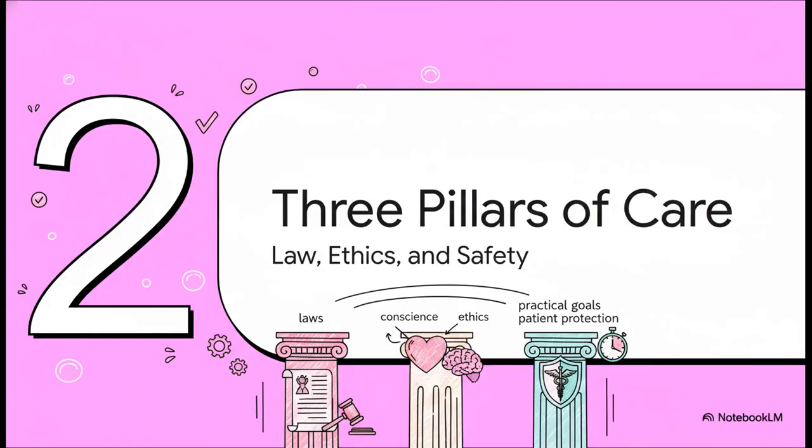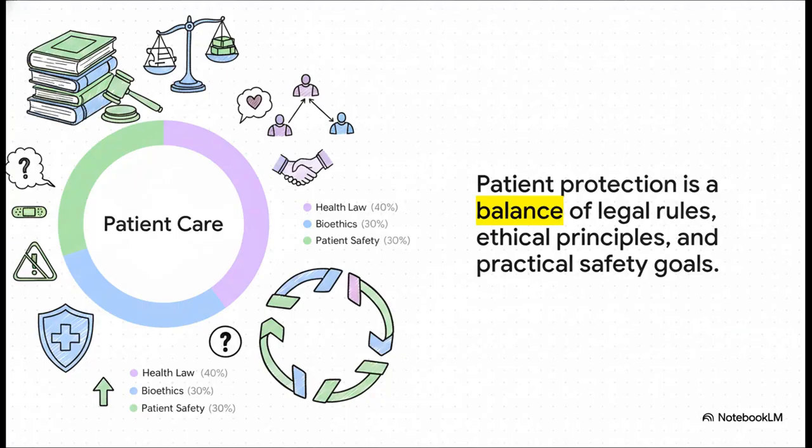Now, to hit those big goals, the system actually rests on 3 pillars that are all connected. See, it's not just about laws on a piece of paper. It's a combination of rules, conscience, and practical goals all working together to keep you, the patient, safe. And you can really see how these pillars balance each other out. Health law, that sets the black and white rules you just can't break.